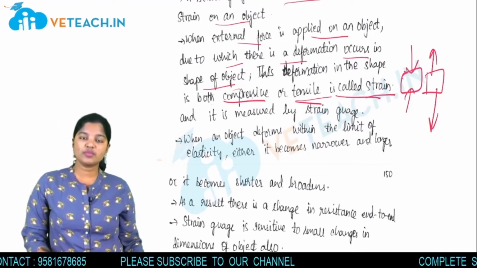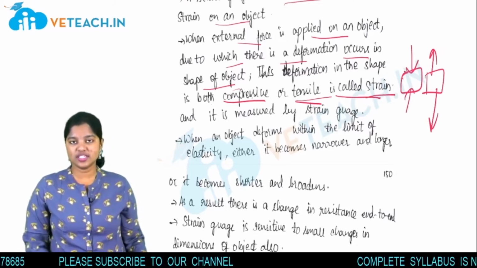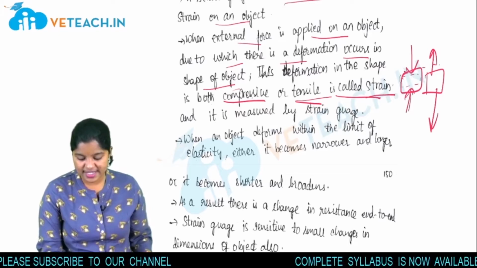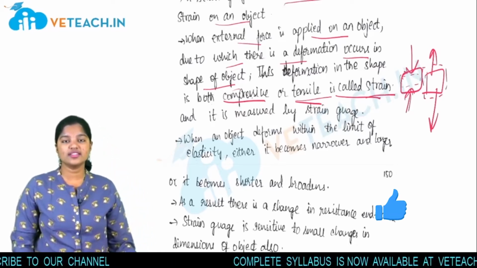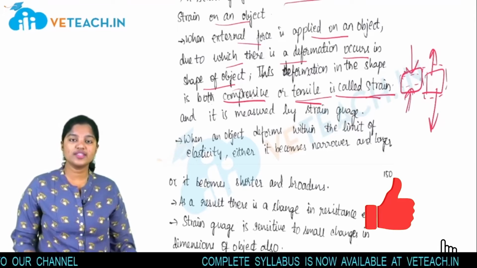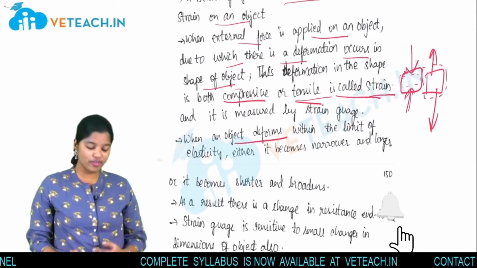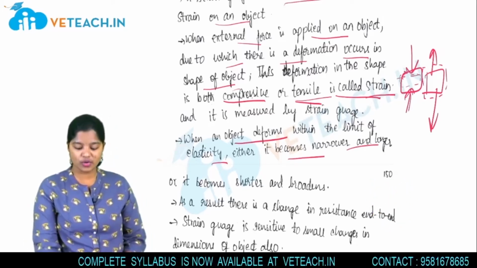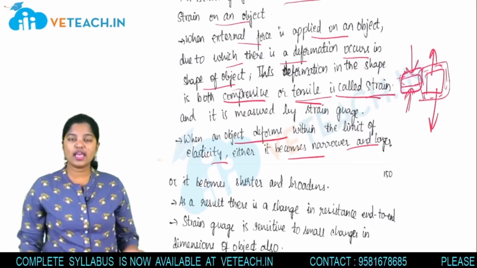Whenever a body is subjected to tensile or compressive forces, the shape of the body is deformed. With compression, the size of the body decreases; with tension, the size of the body increases. This can be measured by using a strain gauge. When an object deforms within its limit of elasticity, it becomes narrower or longer. As we just said, it reduces in size or increases. This is narrower and this is elongated.